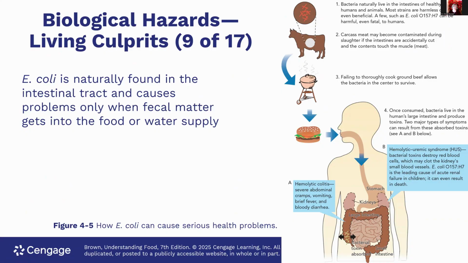Figure 4-5 shows the pathway of how E. coli can cause serious health problems. We know that E. coli is naturally found in the intestinal tract and causes problems only when fecal matter gets into the food or water supply. So if you look to the right of your screen, you'll see at the top we have bacteria that naturally lives in the intestines of healthy humans and animals. Most strains are harmless or even beneficial, but some, such as E. coli, can be harmful, even fatal to humans.